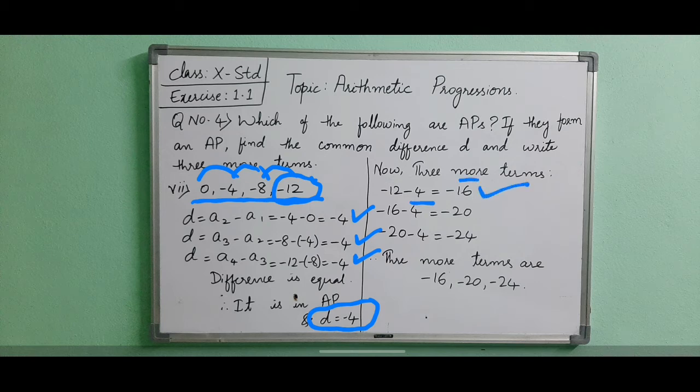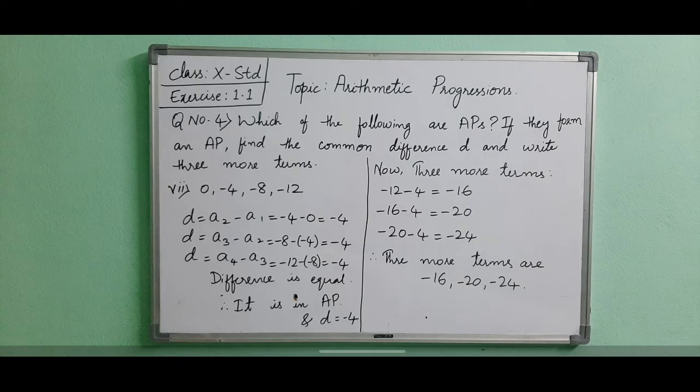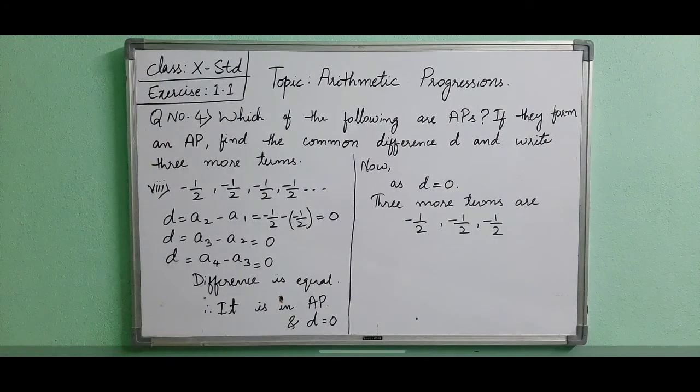Now in -16, we have to add -4. We will be getting -20. And again in -20, if we are adding -4, it is -24. So the next terms are -16, -20 and -24.